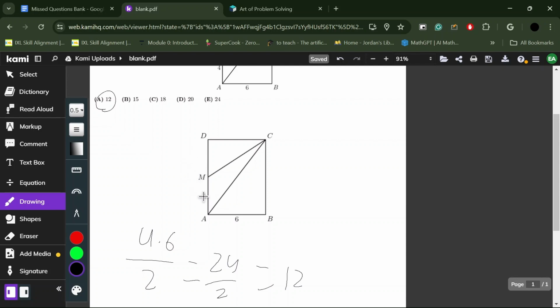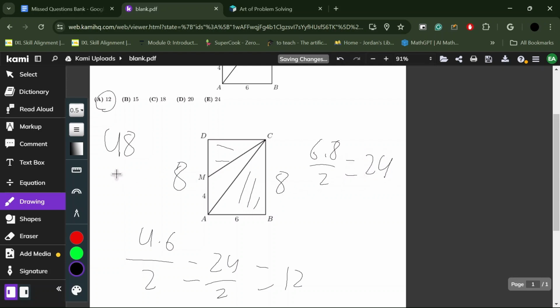Since this is the midpoint and this is 4, we know this whole side is 8. So you can do 8 times 6 to get 48. And we can subtract the area of these two triangles to find this one, because that might be a little easier. So since we know this is 8, this is half of 48, because it's 6 times 8 over 2, which is equal to 24.